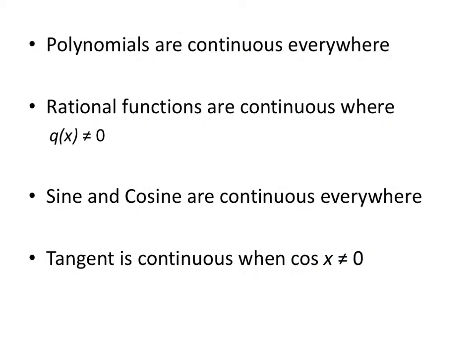All right, so a few common ones that we use a lot. A polynomial function is always continuous everywhere. Rational functions are continuous except for where the denominator equals 0. Sine and cosine are continuous everywhere, and tangent is continuous as long as cosine doesn't equal 0, as long as the denominator doesn't equal 0.